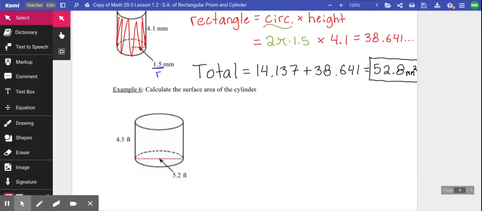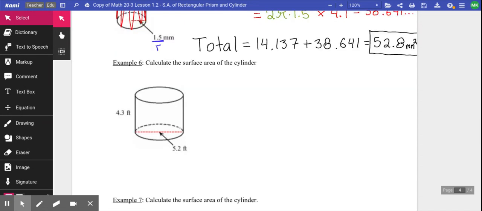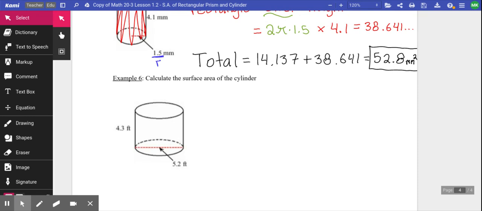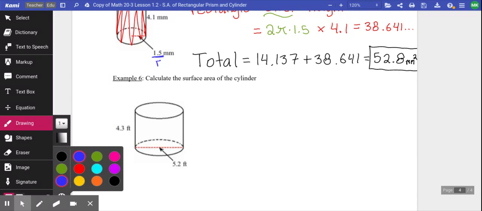We'll try another one. So we've got a cylinder. This is a big cylinder. It looks like a little chubby one. So if we look at that, the first thing I recognize, they gave me the diameter, right? All the way across the circle. And I don't want to use the diameter. I want to use the radius for all my formulas. The radius is this divided by 2. So you need to go 5.2 divided by 2 to figure out what half of that is. When you do that, you get 2.6.